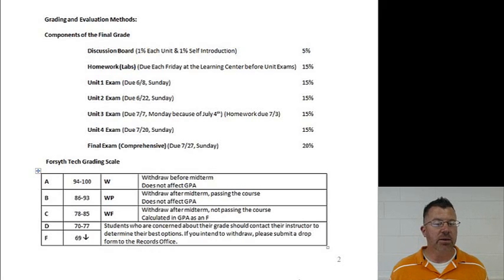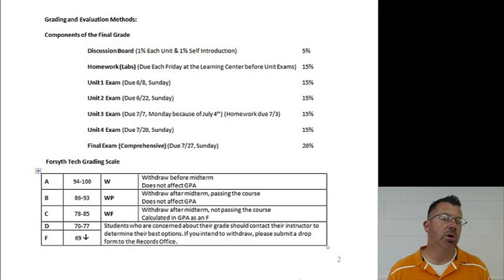And then your final exam, you're going to have a whole entire week to study and take this comprehensive final exam. It's going to be due July 27th, Sunday night, 11:59 p.m. The final exam is worth 20% of your grade, and then each one of the unit exams is going to be worth 15%. And that'll give you a total of 100% for this course. Your Forsyth Tech grading scale. An A is 94 through 100, B is 86 through 93, C is 78 through 85, and D is 70 through 77.